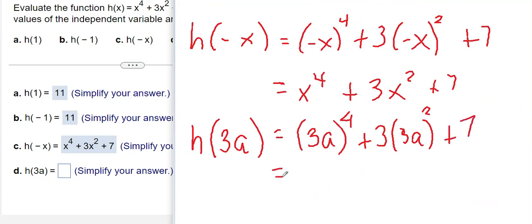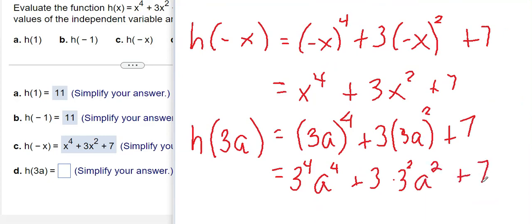Now, this is a rule of exponents. When you have a product, not a sum or difference, two things that are multiplied or divided, actually, raised to a power, they both receive the power. So 3 to the fourth, a to the fourth, plus 3 times 3 to the second, a to the second, plus 7.